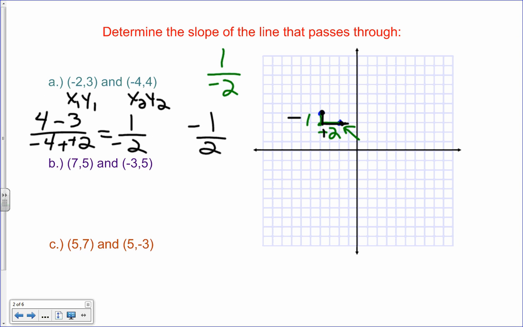So we've got 7, 5. Where's that over here? So 7, 5. So 1, 2, 3, 4, 5, 6, 7. 1, 2, 3, 4, 5. And -3, 5. Ooh, we better erase some of these other ones, huh? -3, -1, 2, 3, 1, 2, 3, 4, 5.